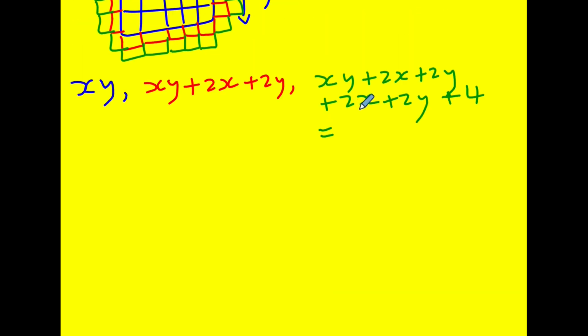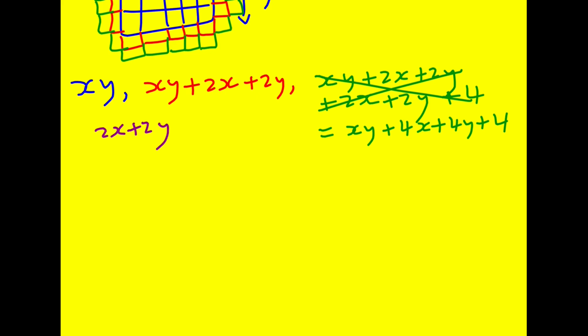So the third term is actually going to simplify to xy plus 4x plus 4y plus 4. Okay, I'm going to actually cross that out. All right. We're getting there. So the first difference is going to be 2x plus 2y. And here it's going to be 2x plus 2y plus 4.